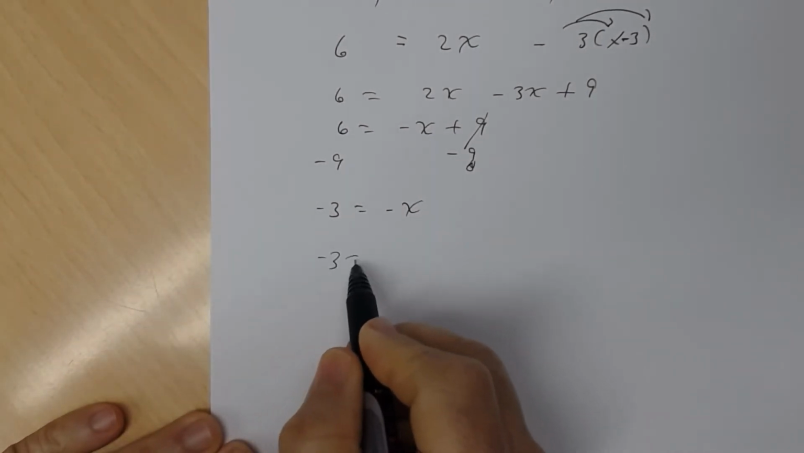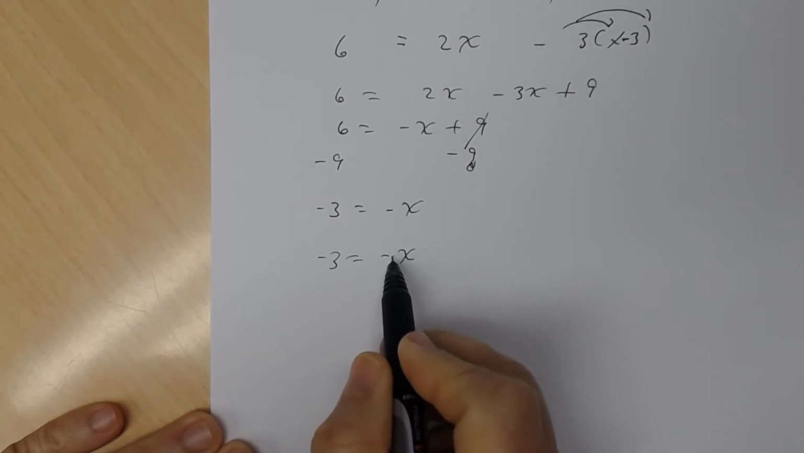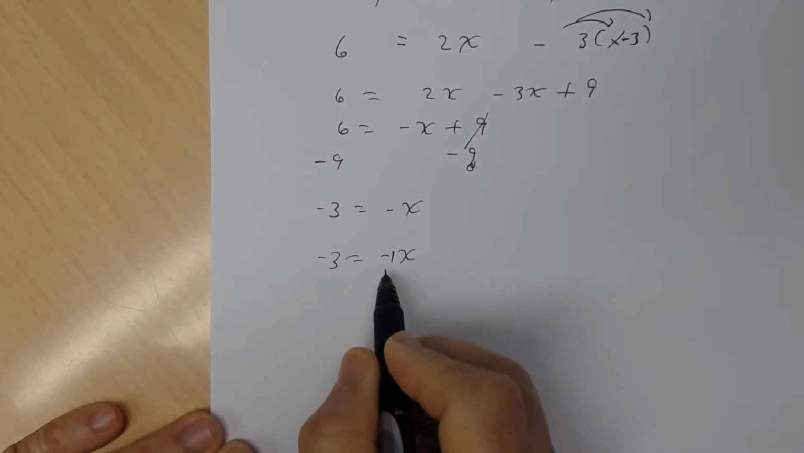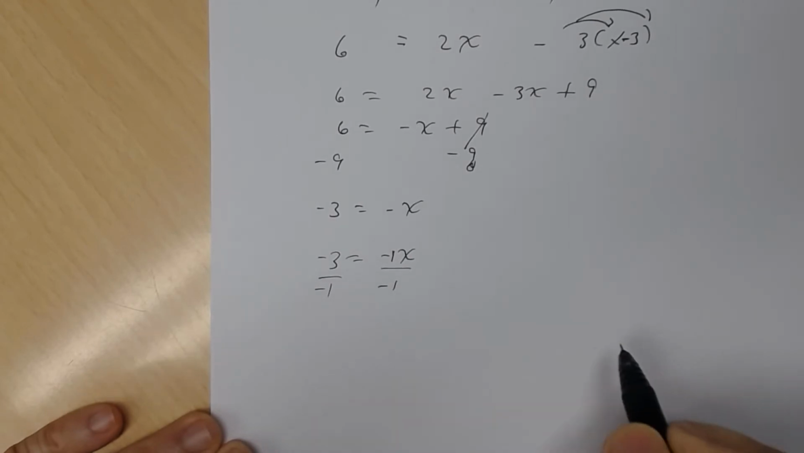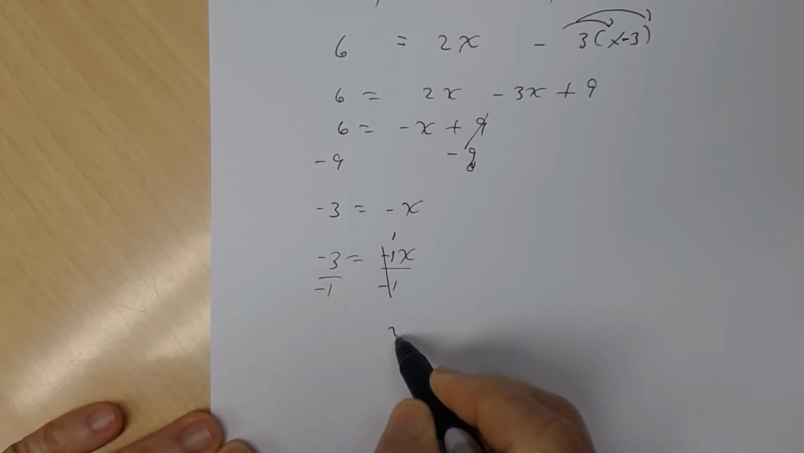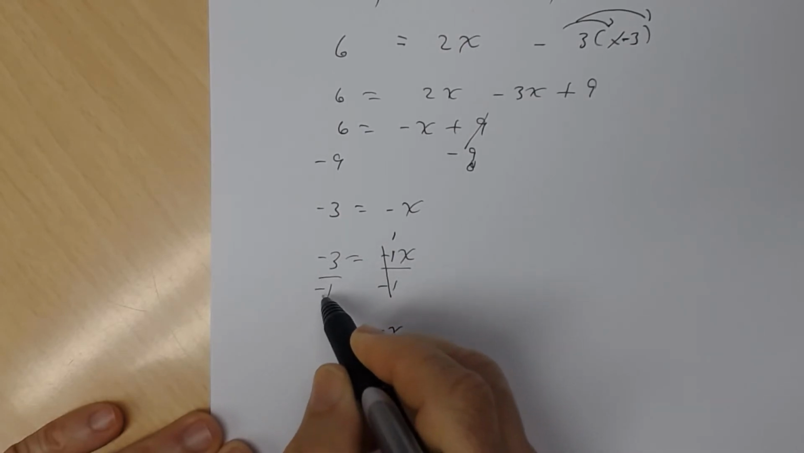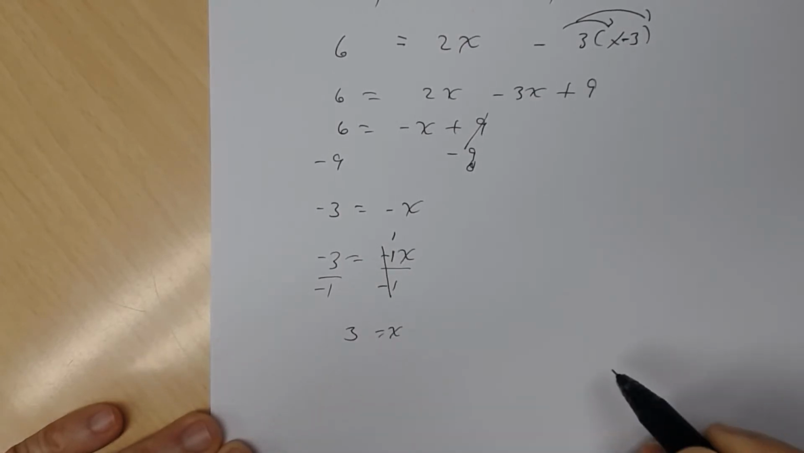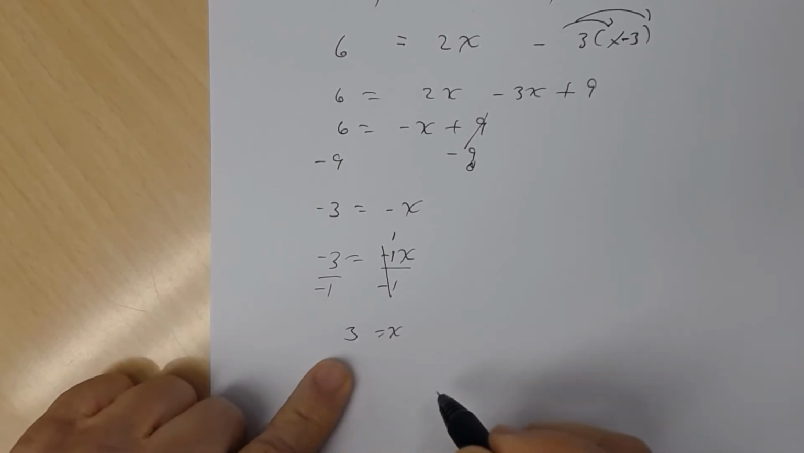So the next step, I'm going to go ahead and rewrite this over. Remember this is understood to be negative 1 times x. So the next step is divide both sides by negative 1. Negative 1 divided by negative 1 is 1. 1 times x is x. And then negative 3 divided by negative 1 is a positive 3. All right, so that's my potential solution.